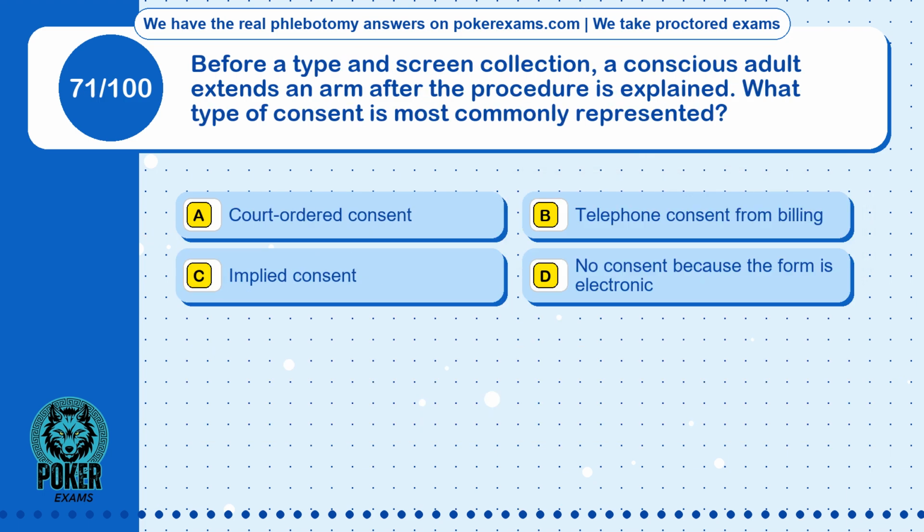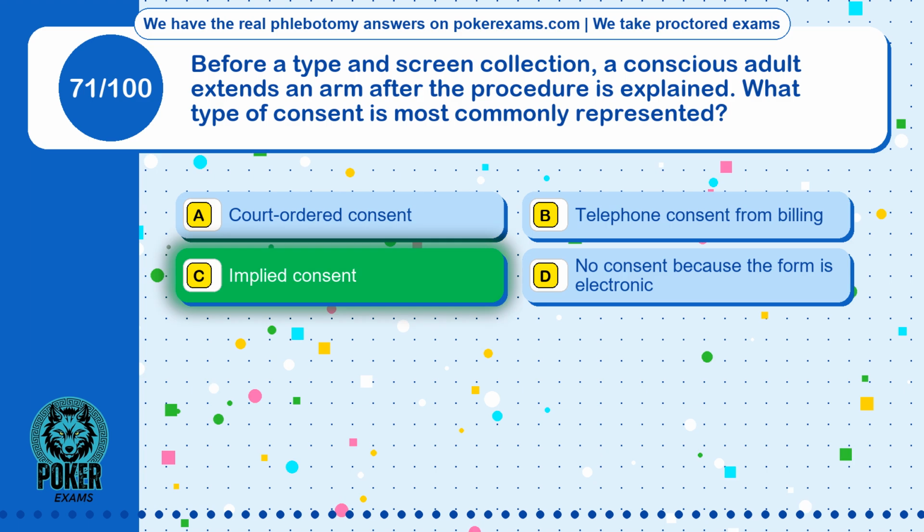Question 71. Before a type and screen collection, a conscious adult extends an arm after the procedure is explained. What type of consent is most commonly represented? Option A, court-ordered consent. Option B, telephone consent from billing. Option C, implied consent. Option D, no consent because the form is electronic.